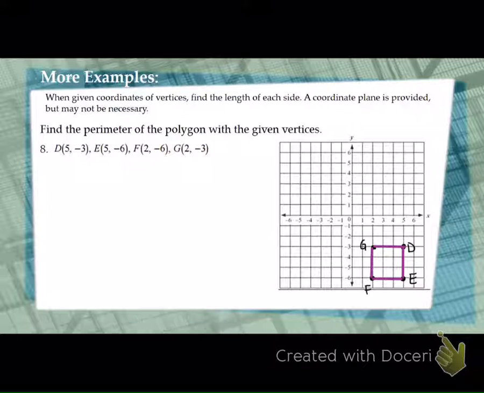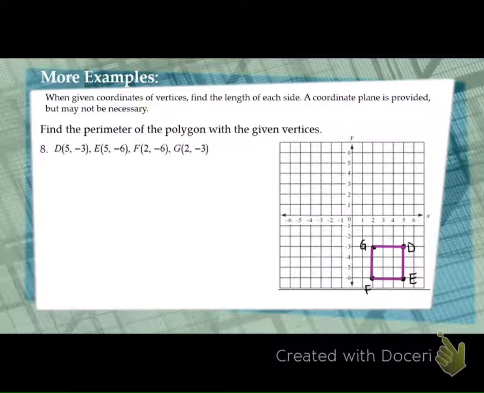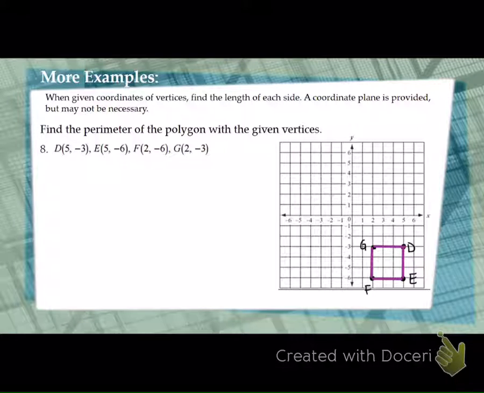Brandon? Because you can just count the units, you don't have to use the distance formula. Why can you just count the units? What makes this one countable versus the one on the previous slide where we got the square root of 61? What makes this one different? Why can we just count them? Who can explain why you can just count them versus the other ones on the previous slide where we used the distance formula? Alana?